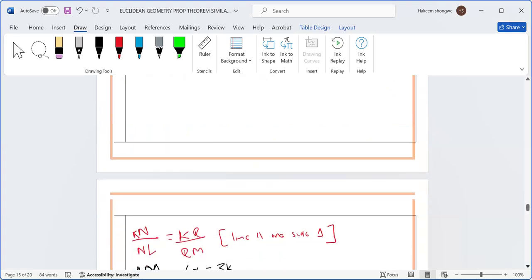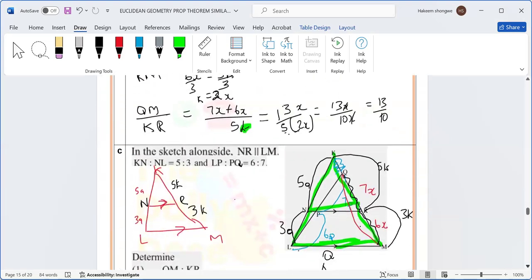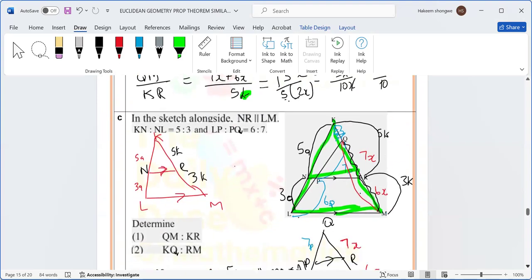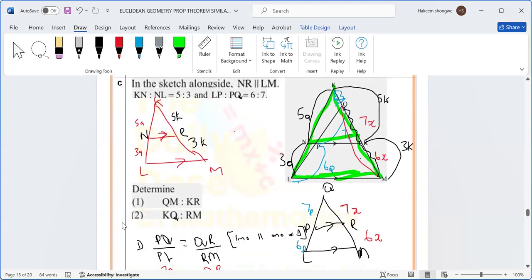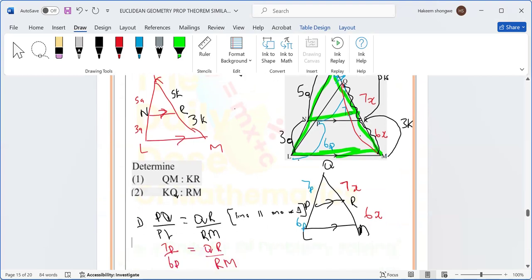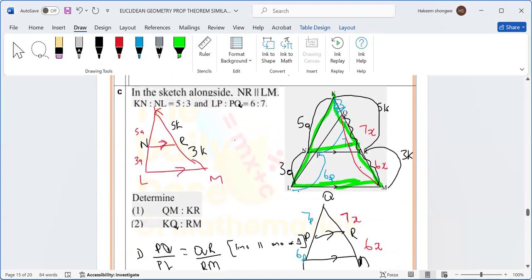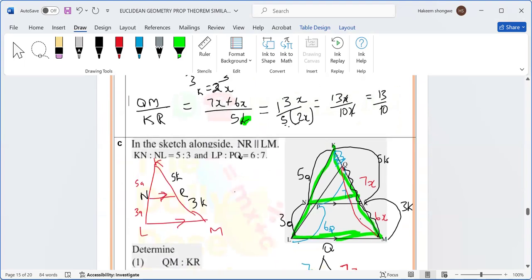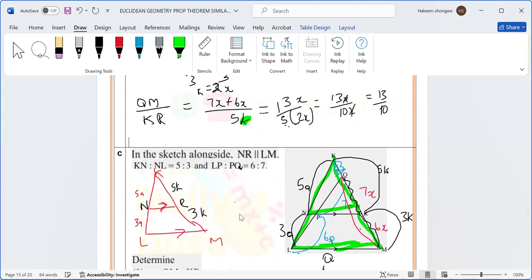Do we know what KQ is? Yes, we can find it. You want us to find it? Okay, let's try that.